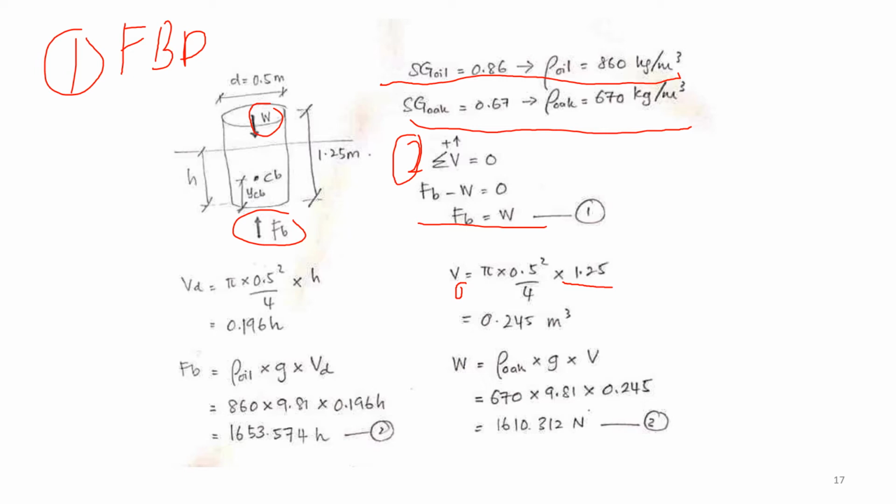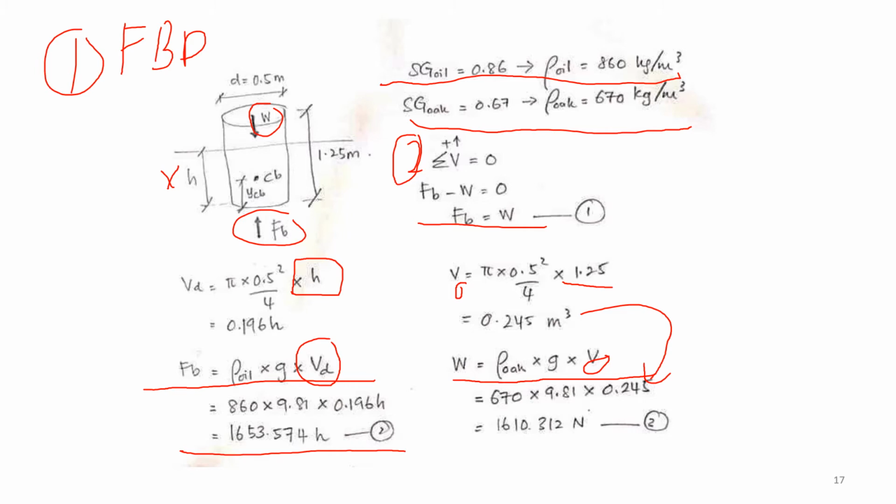1.25. And then you can calculate the W using the formula rho g V object. Okay, just substitute the V object and then we can know the weight. Okay, after we find the weight, we need to calculate the buoyant force, FB. Before that, we need to know the volume displaced. Okay, we have an unknown here, H, because we don't know the height yang tenggelam. Berapa kedalaman yang tenggelam. It can be represented by H or you can write it as X. Okay, so FB, we have the unknown, so 1653.574 H.